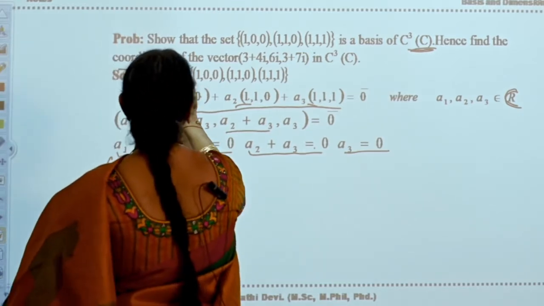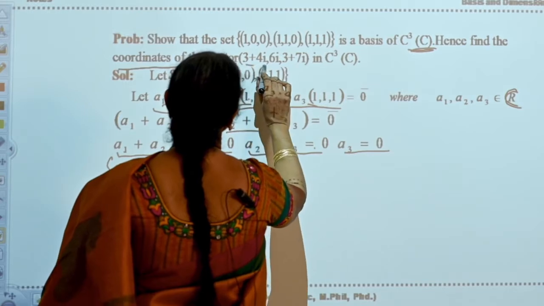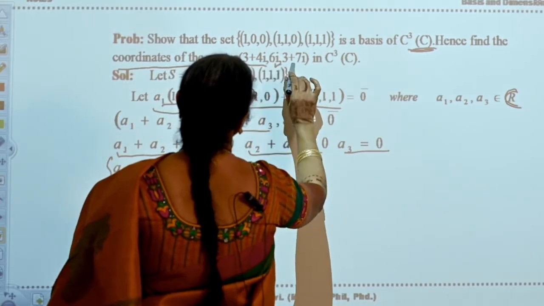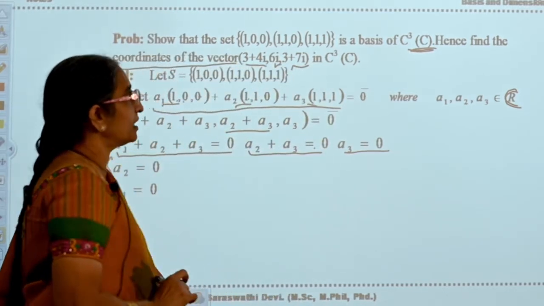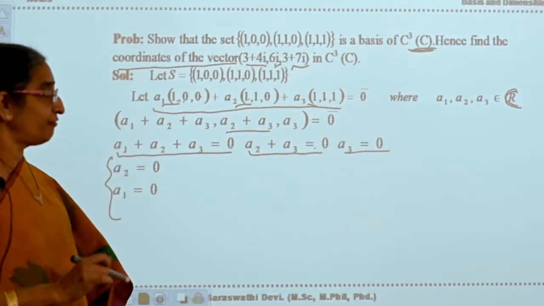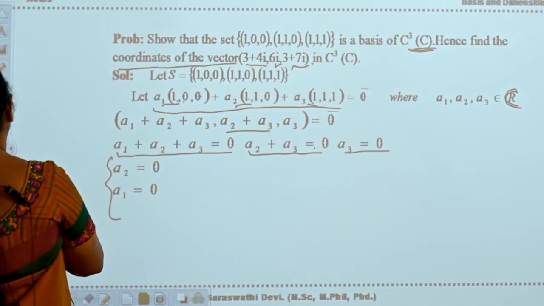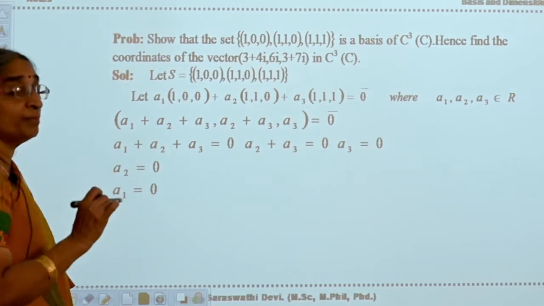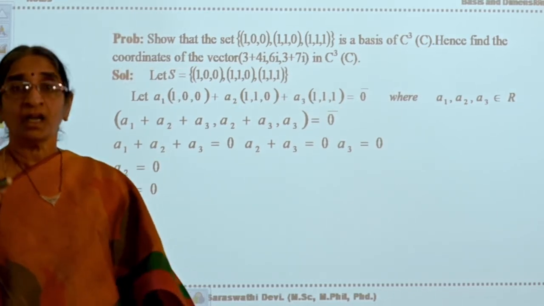Find the coordinates of the vector (3 + 4i, 6i, 3 + 7i) in C3 of C. Now, in order to find the coordinates of a vector, see what we have done. First, what do we mean by coordinates of a vector?